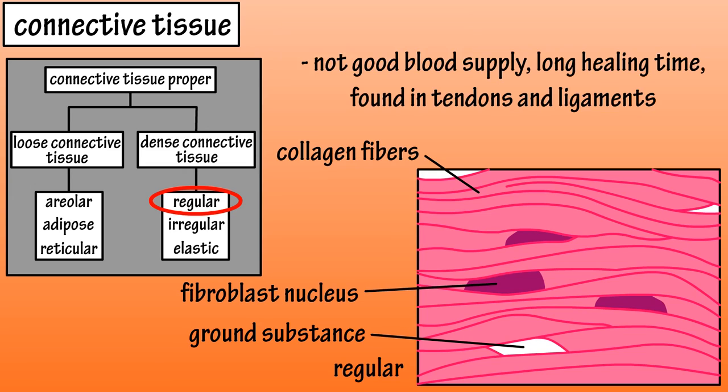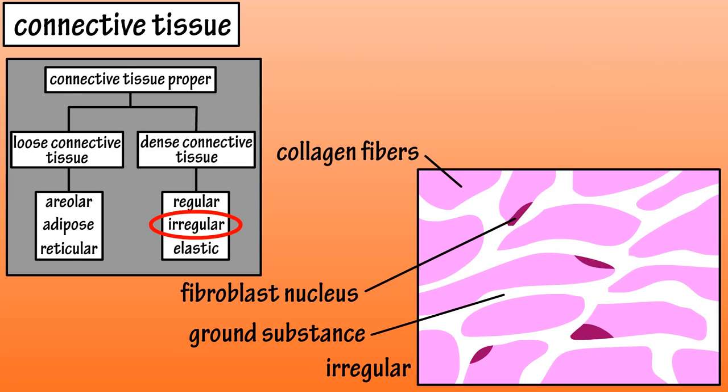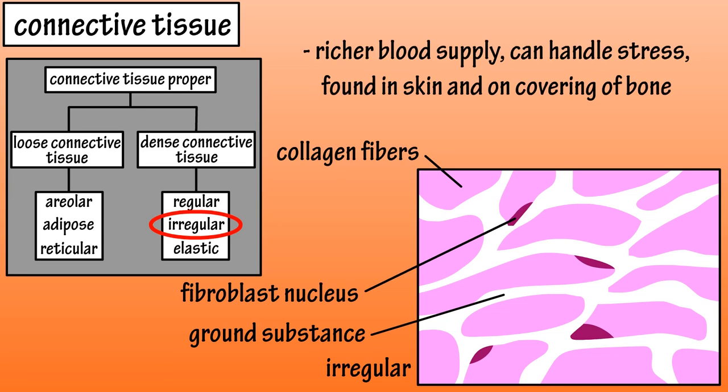This tissue does not have a good blood supply, so when injured it takes a long time to heal. This tissue is found in tendons and ligaments, as it can withstand a lot of stress. Dense irregular connective tissue consists of collagen fibers that are clumped together, forming an irregular pattern. It also contains fibroblast cells and has more ground substance and a much richer blood supply than dense regular connective tissue. This tissue can handle stress in multiple directions and is found in the dermis of the skin and in the periosteum, which covers bone.